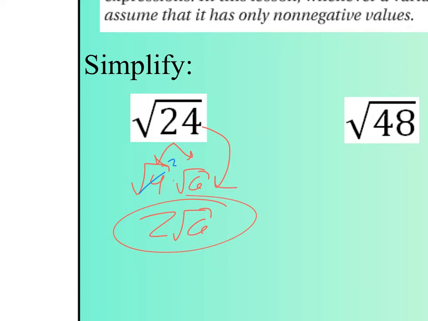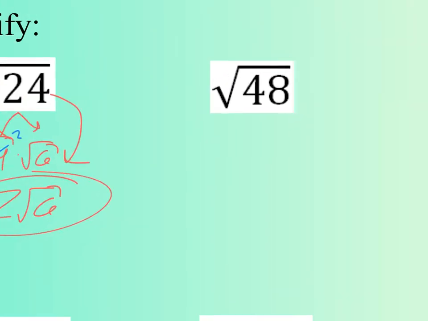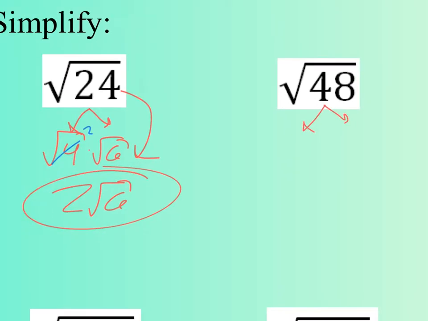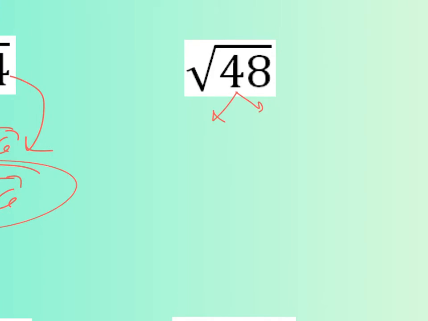That's us leaving it in its simplest radical form. Okay? Going to another one here, square root of 48. Now, I picked out some nice square roots on this first one here, square root of 4 and square root of 6. As you look at square root of 48, you might think, okay, well, I could break it down to the square root of 4 times the square root of 12. And that would be totally fine to do. Square root of 4 is 2. So I can break that down and then say this is really 2 square root of 12.